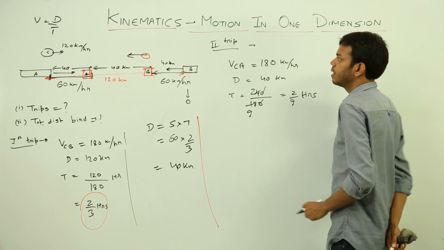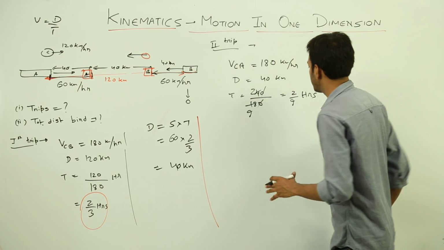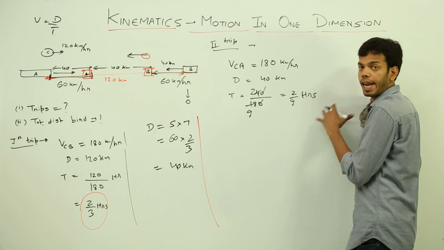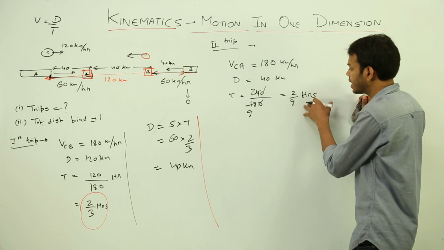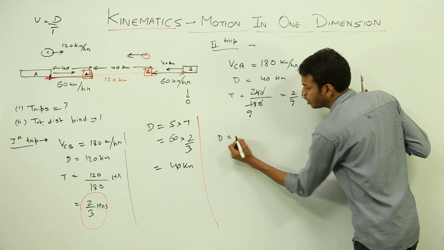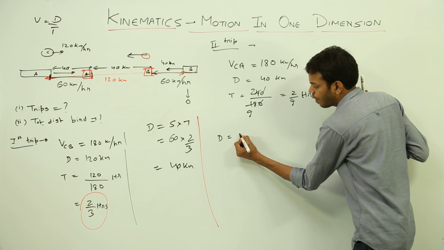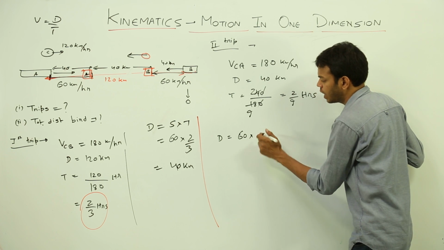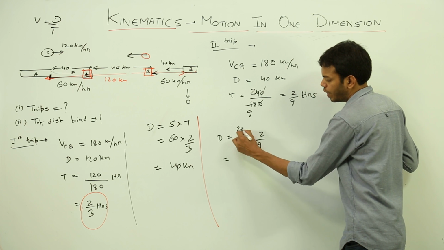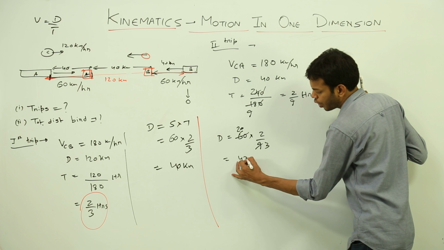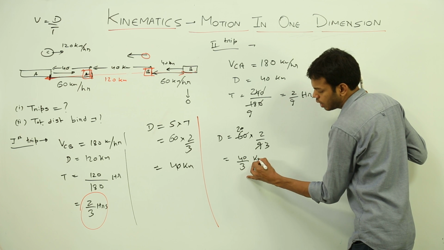This is clear? So the second trip is also possible, and number two, we can also find out the distance the trains covered in this time. So the distance covered by both the trains during this much time was 60, the speed of the train, into the time, 2 upon 9. That is, this is 20, this is 3, this gives me 40 over 3 kilometers.